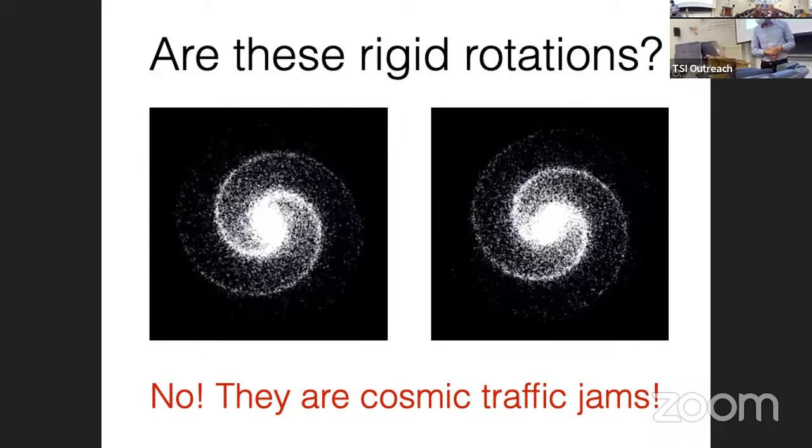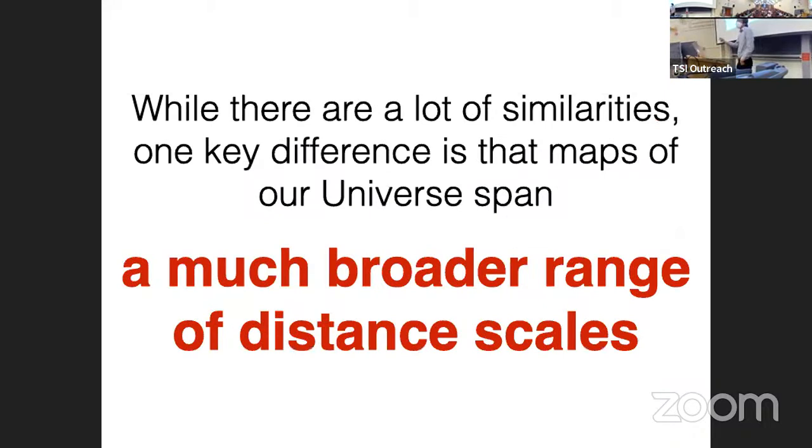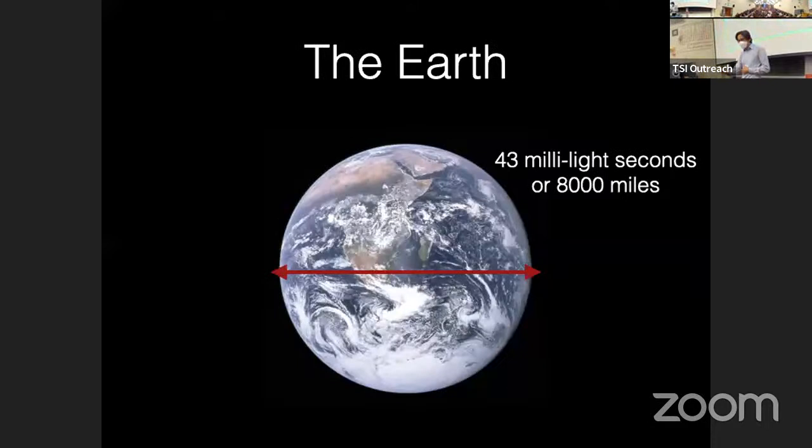Okay, so while there are a lot of similarities between the maps we make in our everyday lives and the maps that we make in cosmology, one big difference is that the maps we make of our universe span a much larger range of distance scales, okay? So to give you a sense for that, let's start at home. I've got the Earth.